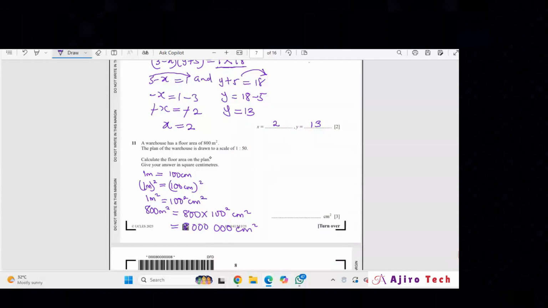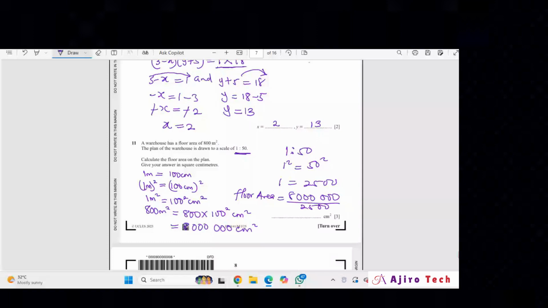So from here, we are asked to draw it. There's a ratio. So the warehouse ratio is what? 1:50. So if we have 1:50, we take the area of it, which is squared. The area of it is squared, which is equal to 50 squared. So that will give us 1 to 2,500. What we are asked to calculate is the floor area. So you can now say the floor area is 8 million divided by 2500. Please do that. Let's see what you get.